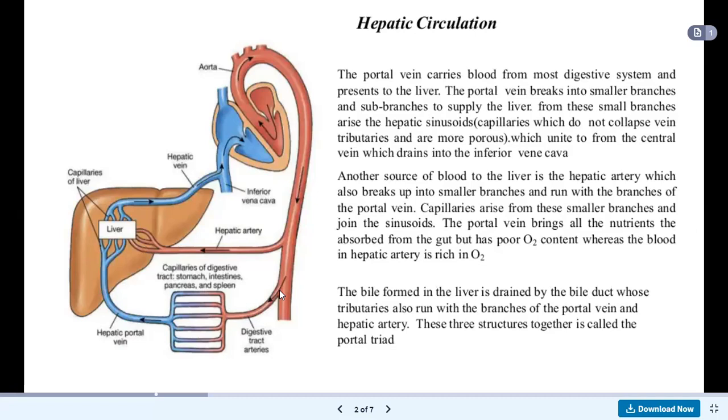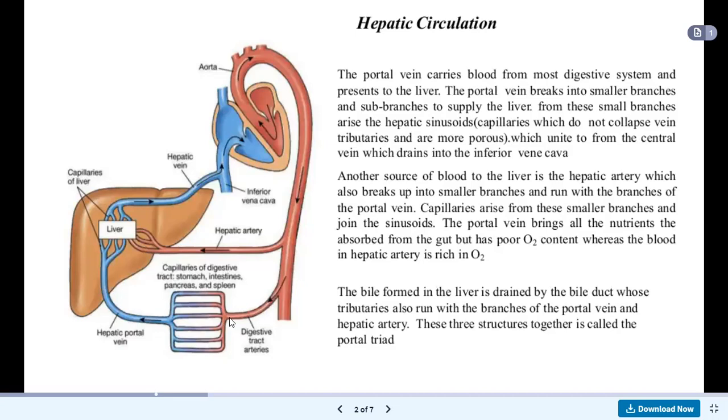This blood is coming from the digestive tract. Excuse me. From the digestive tract, that is your small intestine, your stomach, your spleen, your pancreas, superior and inferior mesenteric artery. So this blood comes here, and in these organs, they form capillaries.